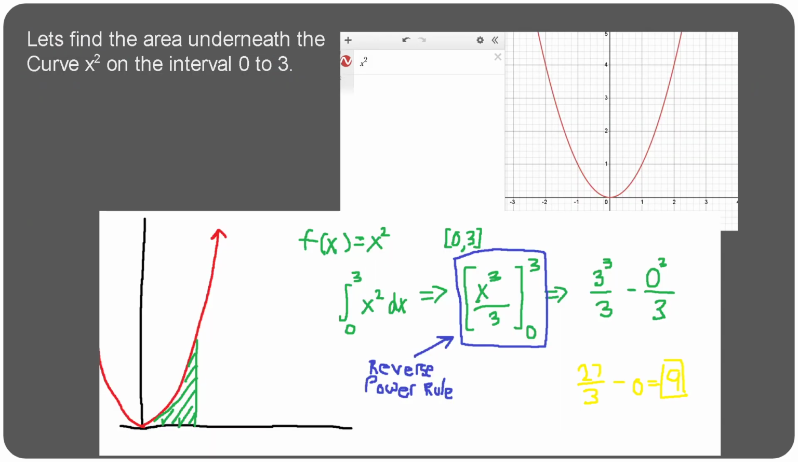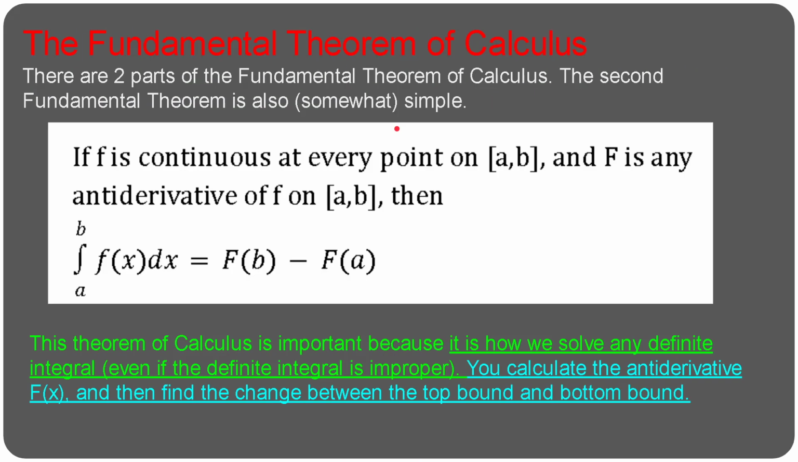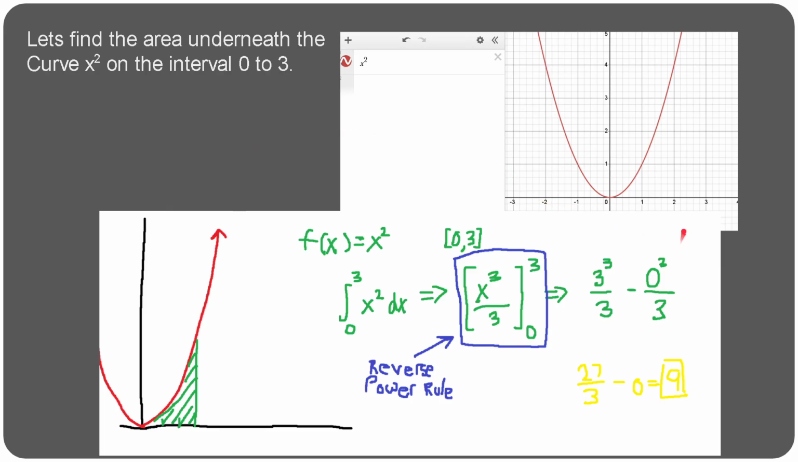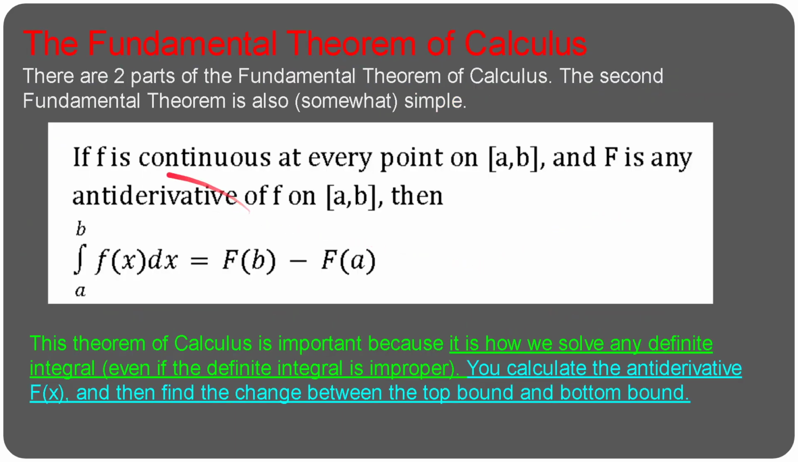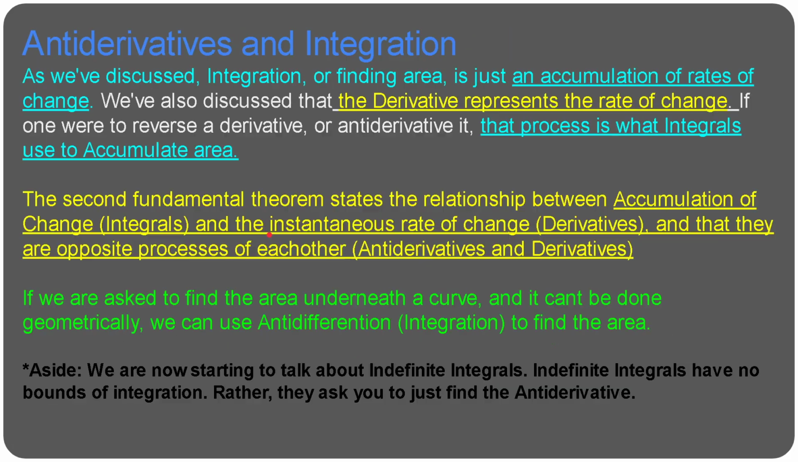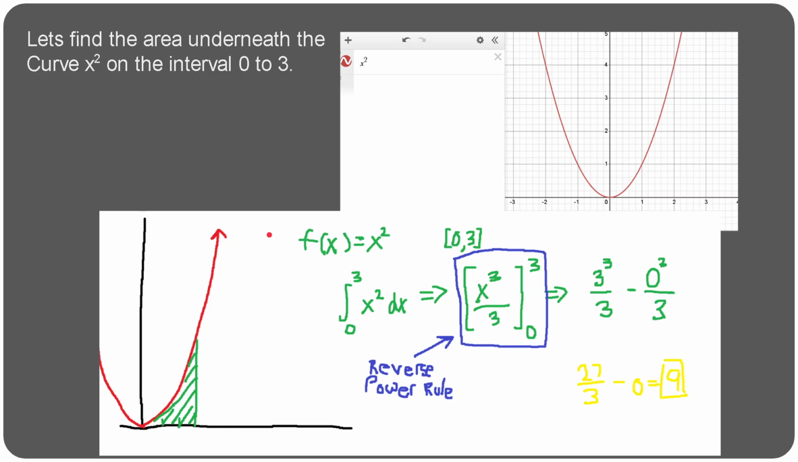So now let's move on to antiderivatives. So here we go. It says, let's find the area underneath the curve x squared on the interval 0 to 3. So based on the second fundamental theorem of calculus, we know that if we need to find the area underneath a curve, we can calculate the antiderivative of our function and just evaluate it at the endpoints, right? So we have our function x squared. Let's find the antiderivative of that. So let's think about it really quickly. And don't look at this, this tells you the answer.